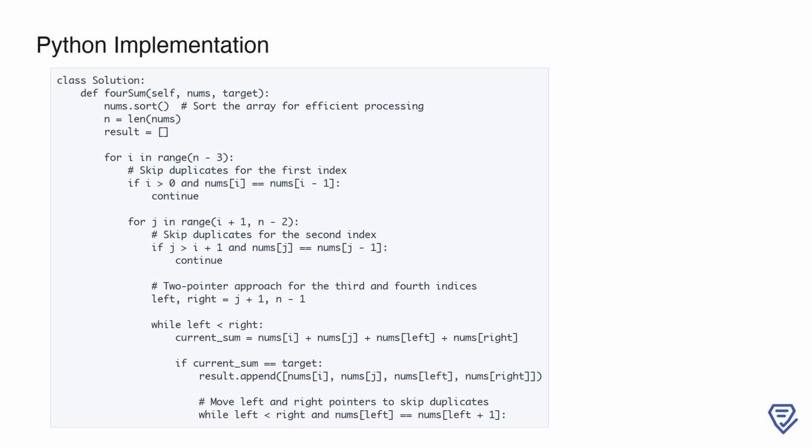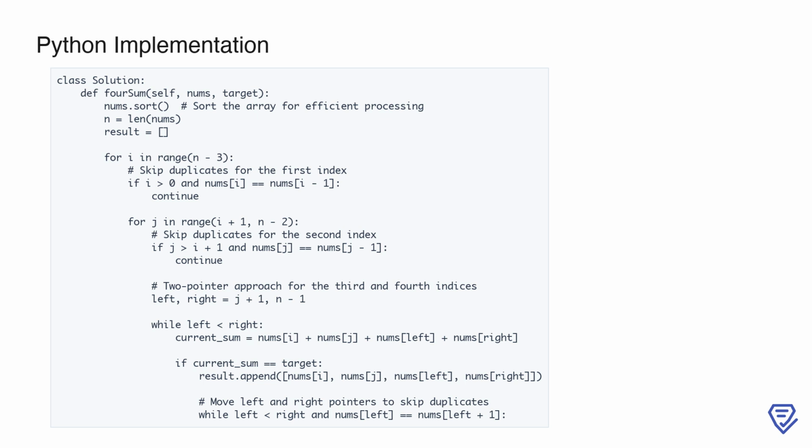Next, we use a nested loop structure to iterate through the array. The outer loop begins with the variable i, representing the first index of the quadruplet. To avoid processing duplicate values at this level, we check if the current number at i is the same as the previous number and skip it if it is. Similarly, the inner loop uses j to represent the second index of the quadruplet. Again, we include a condition to skip duplicates at this level as well.